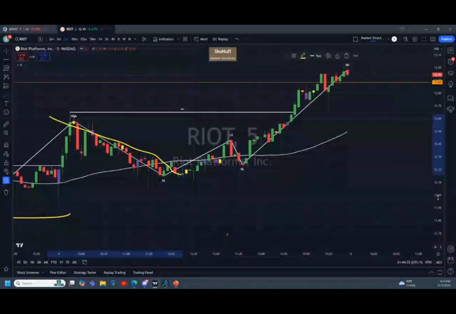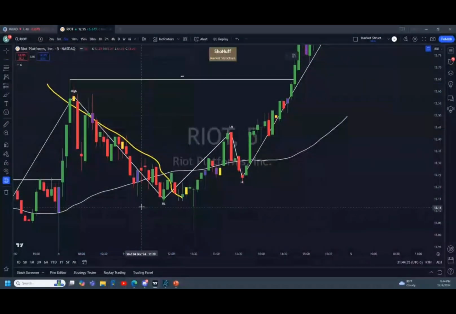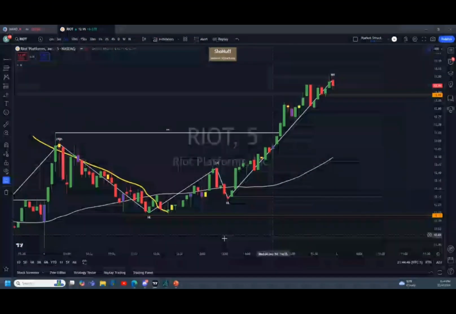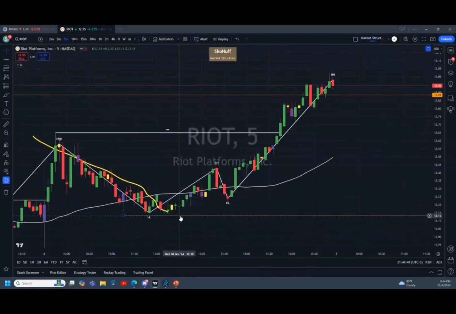Okay. So on the 5-minute, I saw a Dragonfly Doji, right? I saw this right here. I saw that Dragonfly Doji, and I said, oh, this is a good area where Riot can bounce or go long. And like I said, if I'm wrong, I'm wrong. All right, skip it. Keep it moving.